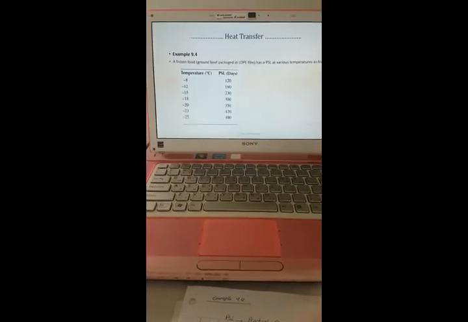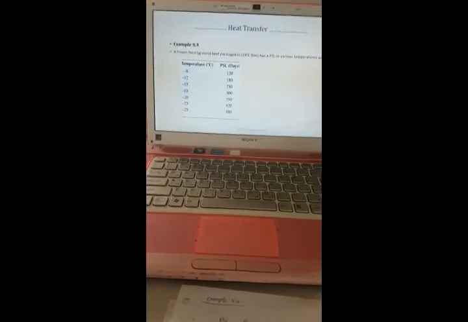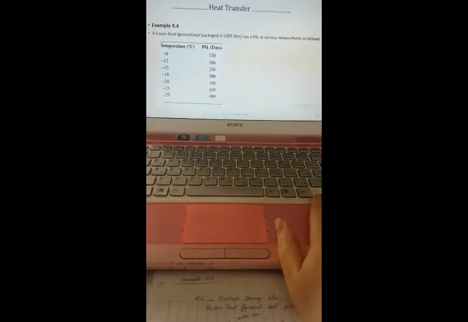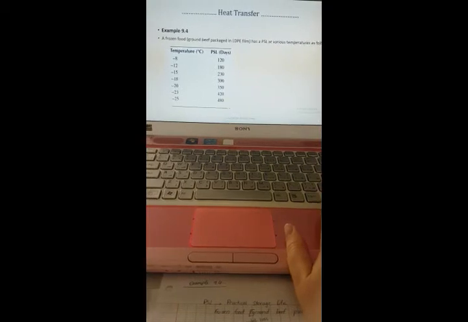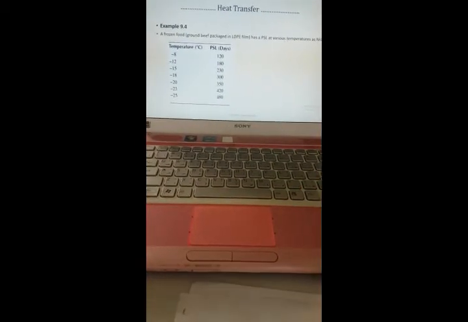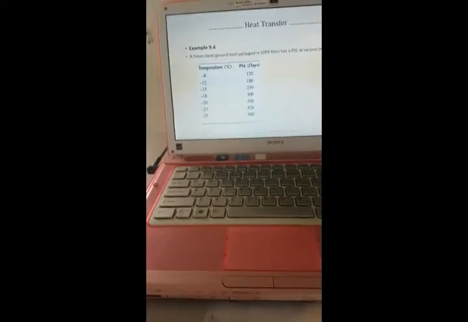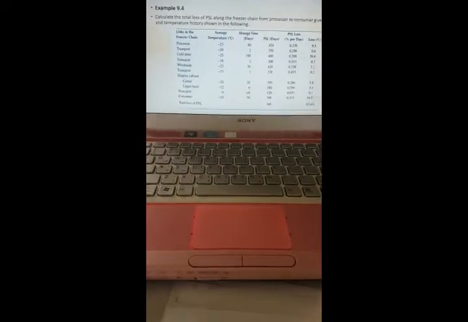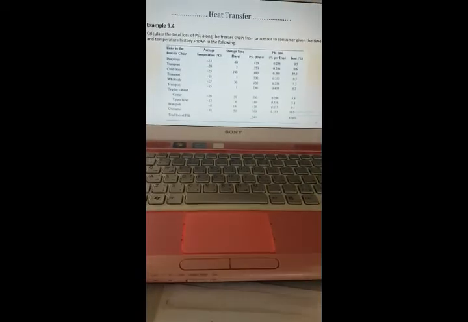And we said in the previous session the difference between practical storage life and the high quality life. Okay, what is needed from us? From this table, before we go on, we can observe that as the temperature decreases, the practical storage life respectively increases.